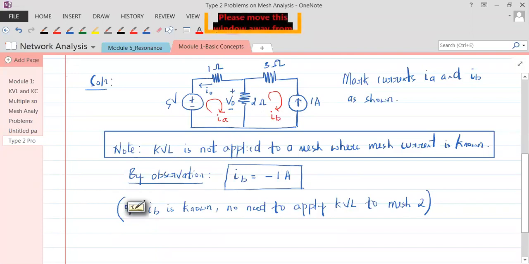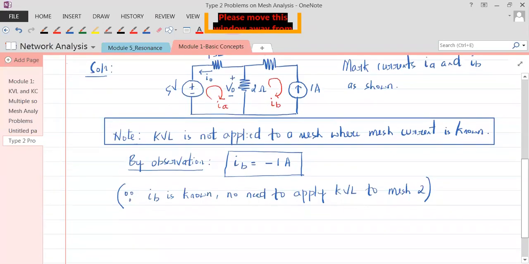So what is KVL to mesh 1 now? Everybody, can you apply KVL to mesh 1? Everybody go on. Applying KVL to mesh 1.